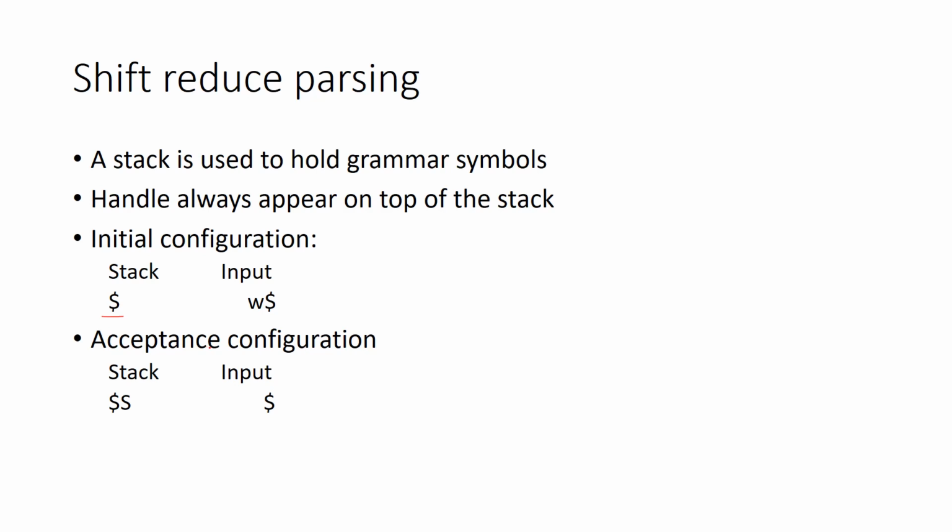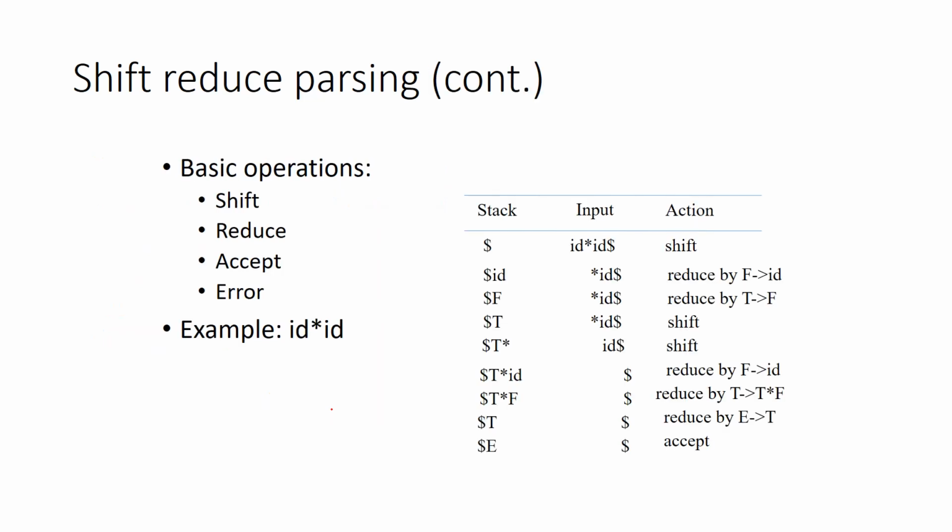The word w is accepted whenever the stack contains the starting symbol. So the acceptance configuration is: the stack contains the starting symbol and the input is the dollar symbol. In that state, we say that the word w is an acceptable string for that particular grammar. In shift reduce parsing, the basic operations are shift, reduce, accept, or error.